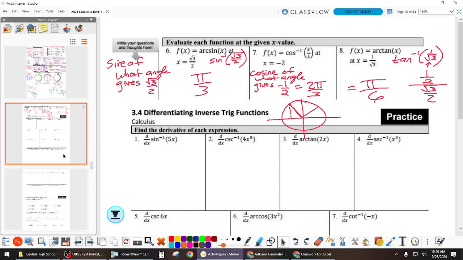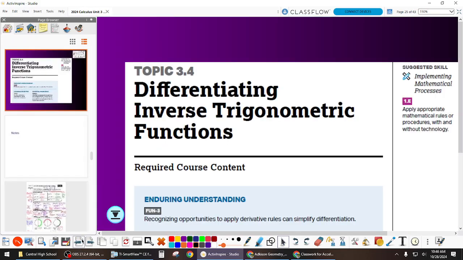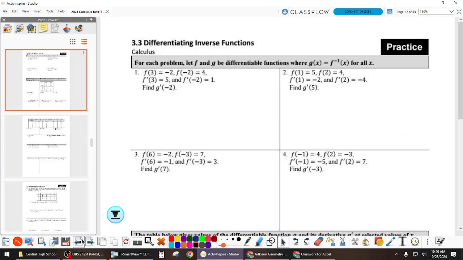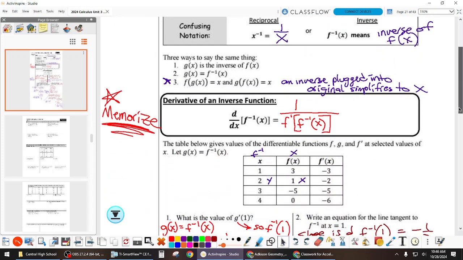Let me do a quick review of the stuff we talked about right before you guys left, which now has been almost a week. So, the derivatives of inverse, remember I had this little formula, f prime of f inverse.